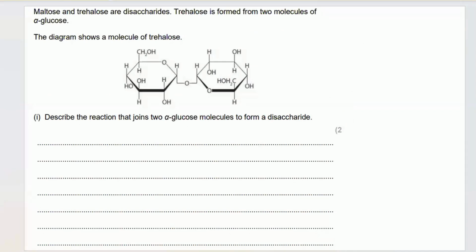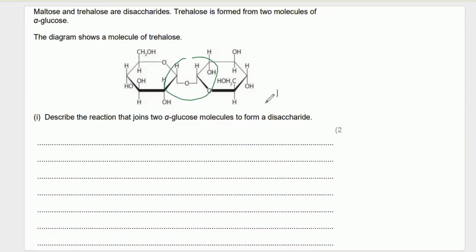All right, this next question. Maltose and trehalose are disaccharides. Trehalose is formed from two molecules of alpha glucose. Here's a diagram of the molecule of trehalose. Describe the reaction that joins two alpha glucose molecules together to form a disaccharide. So it's not specific to this. What's the name of the reaction that joins two molecules together? Pause the video, have a go.